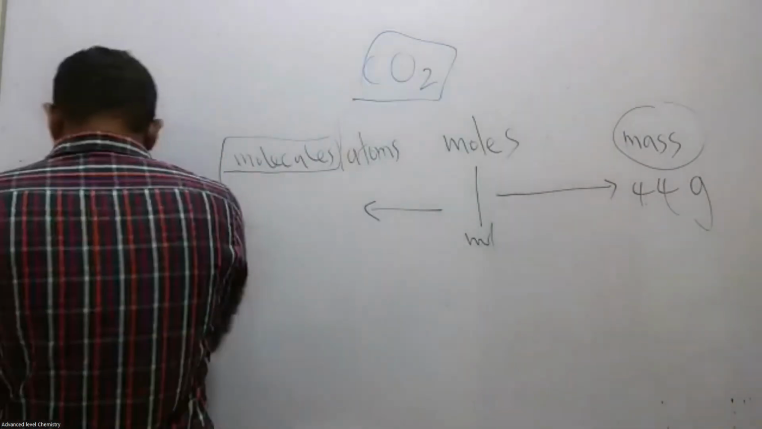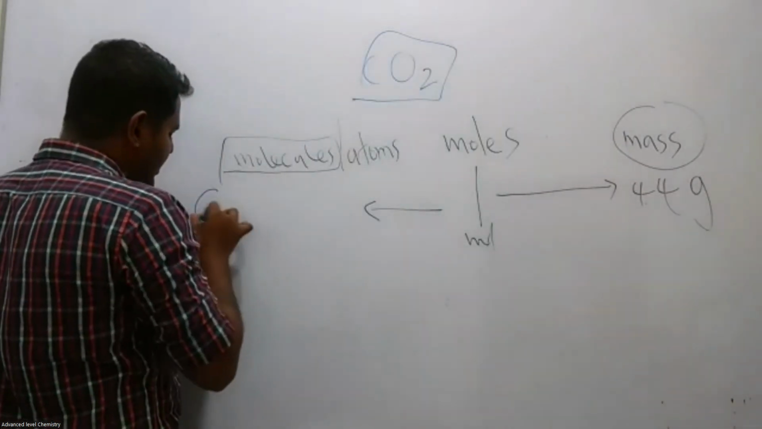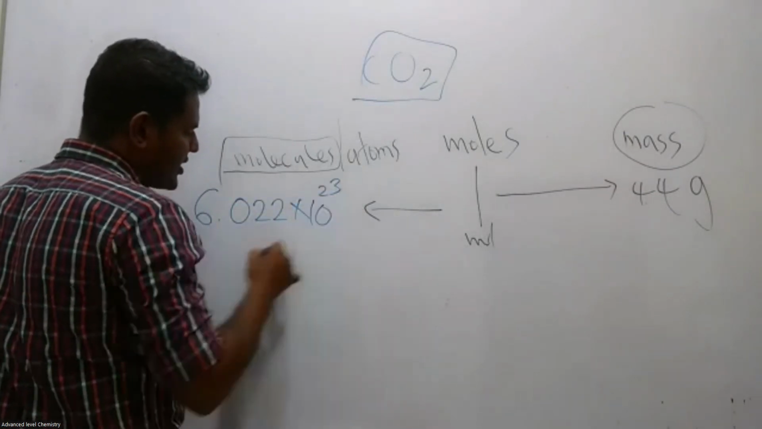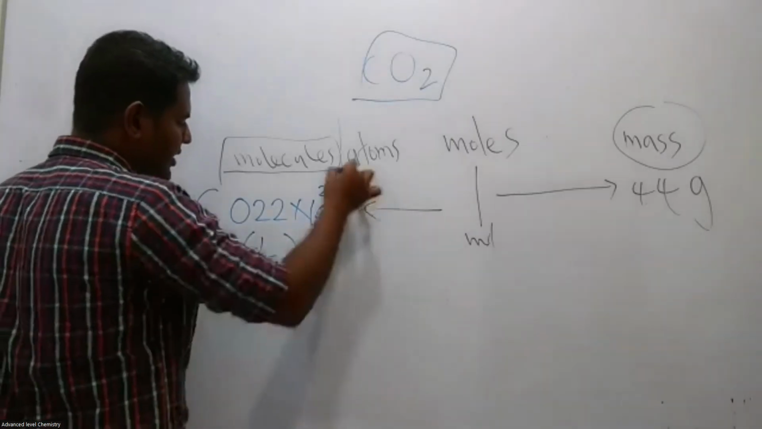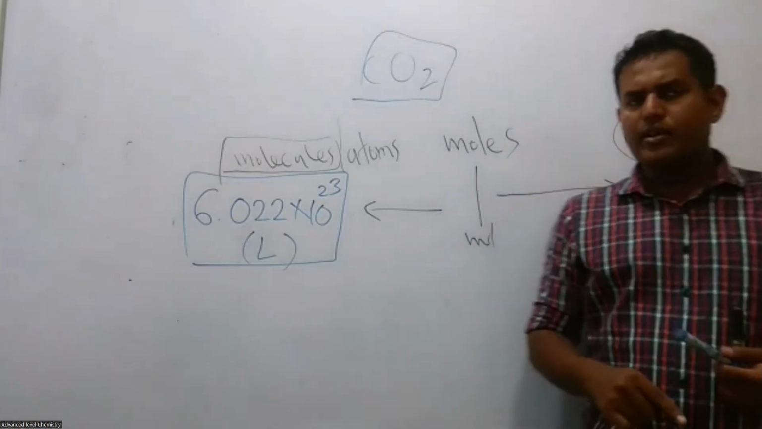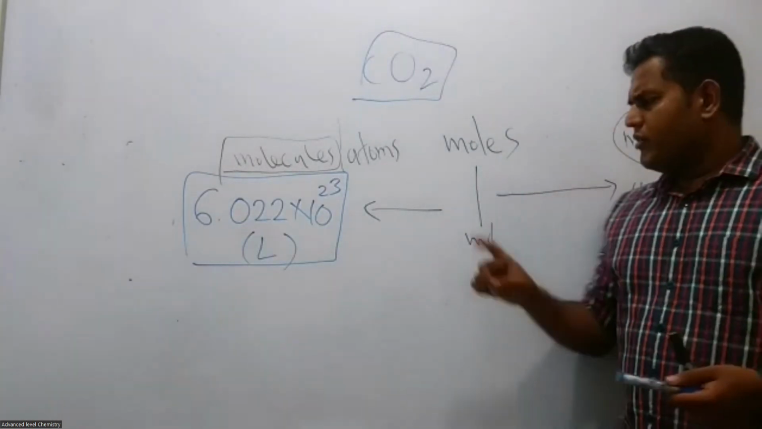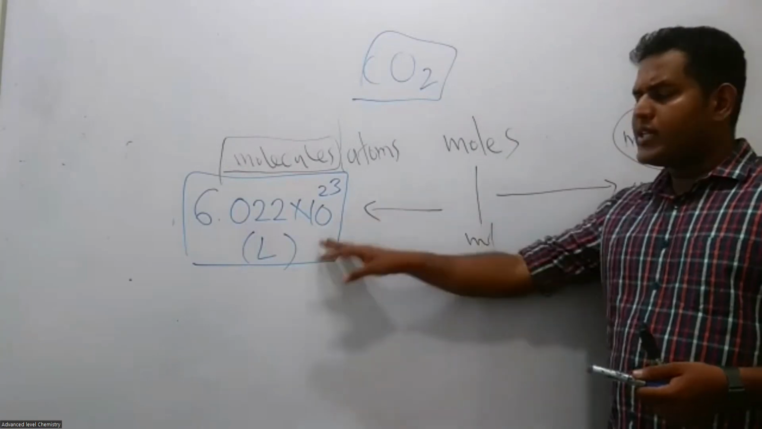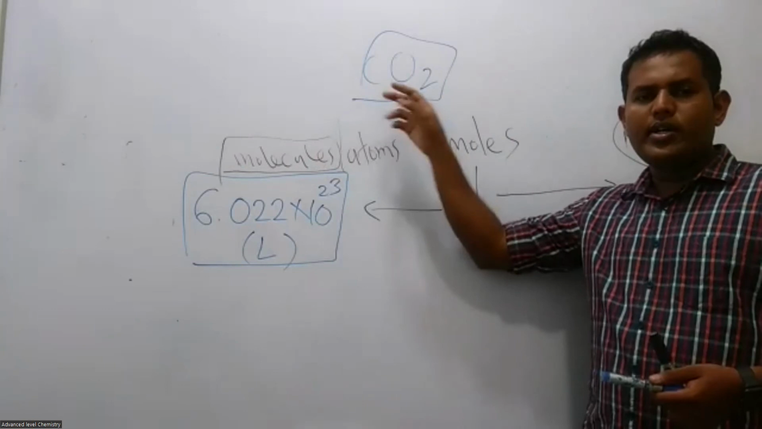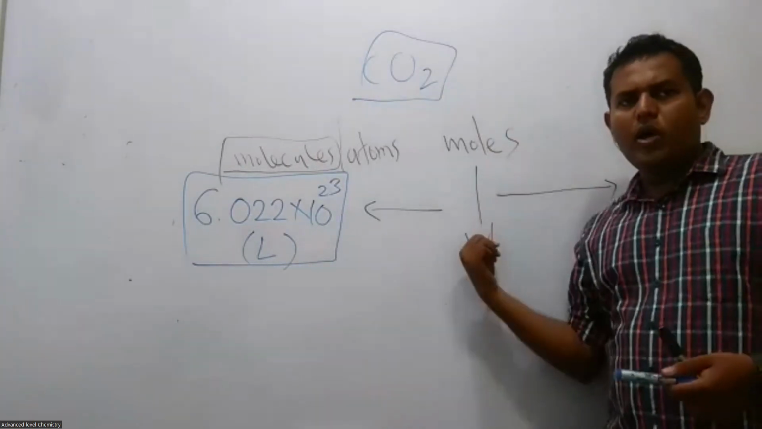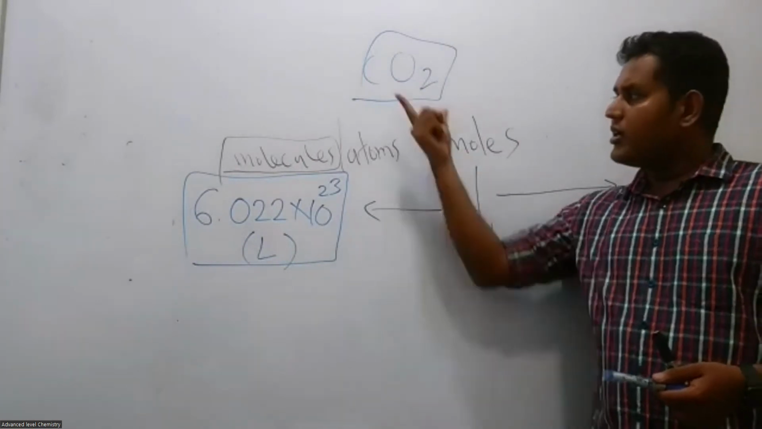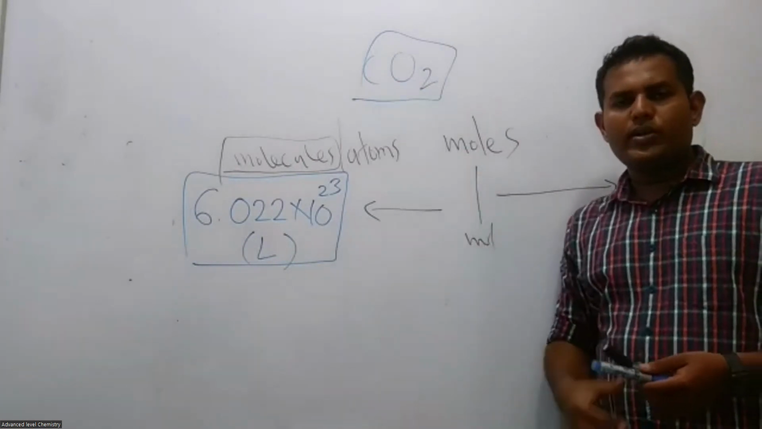So in 1 mole, you have 6.022 into 10 to the power 23. Just take this value as L. Shall I ask an IQ question? In 1 mole, we have 6.022 into 10 to the power 23 molecules of CO2. If I ask, in 1 mole of CO2, how many atoms are there?